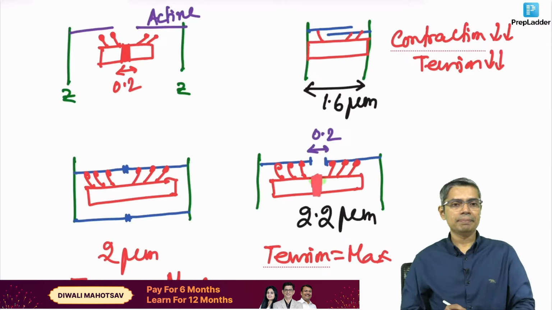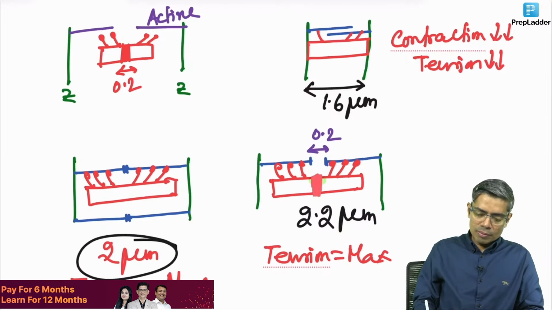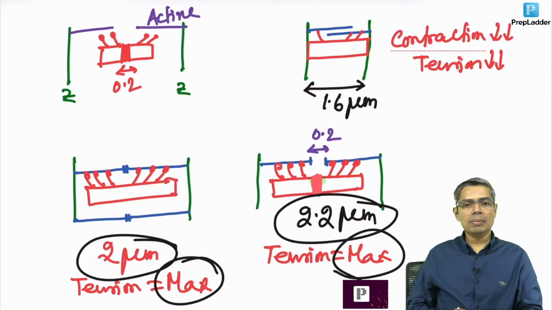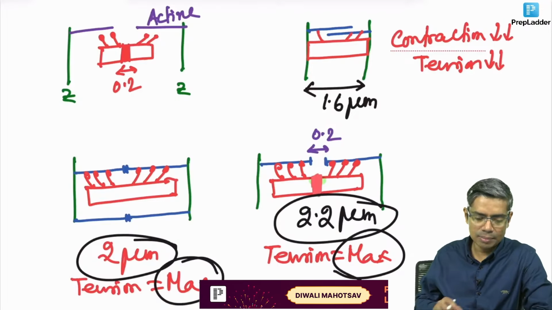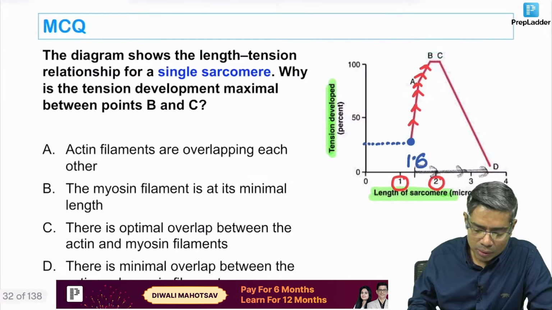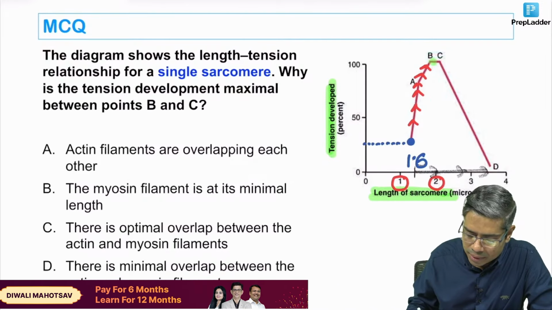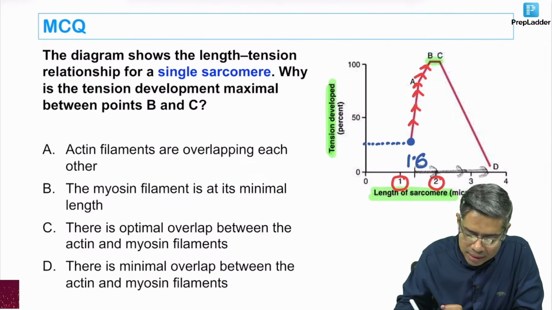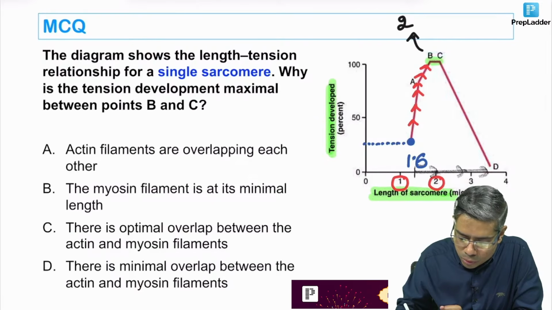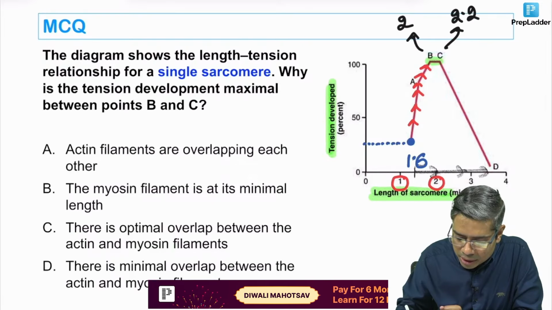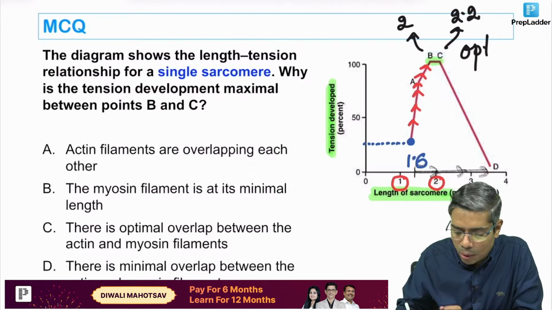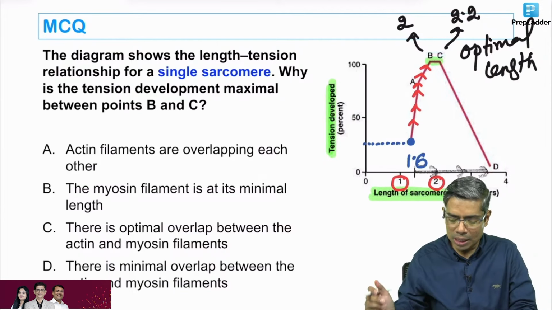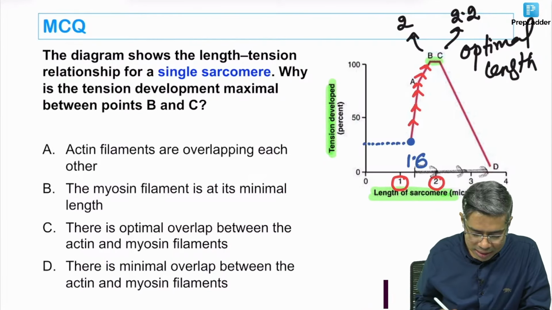That's why we say that whenever the length of the sarcomere is going from 2 to 2.2 micrometer, the tension will remain the same. In both cases, the tension will remain maximum, because of which you find that in this curve there is a plateau, a flat portion between B and C. This is nothing but the length from 2 to 2.2 micrometer, and this is known as the optimal length of sarcomere. So in case of optimal length of sarcomere, what is happening?